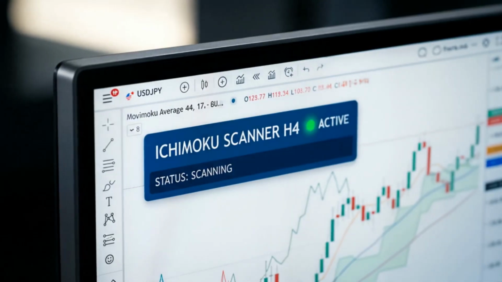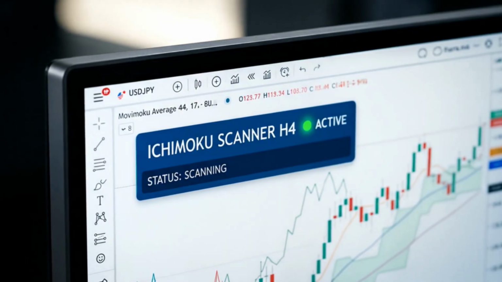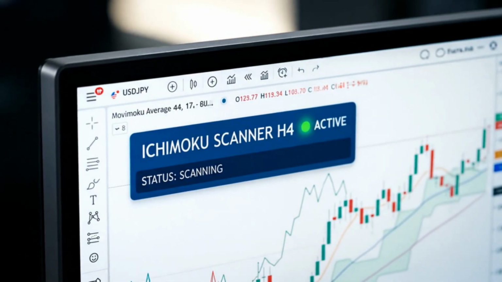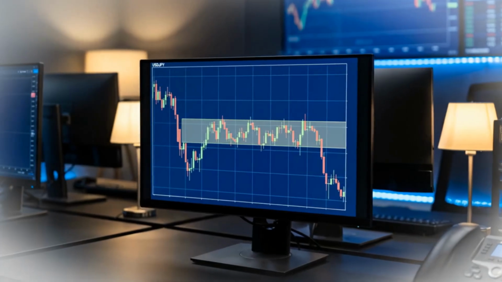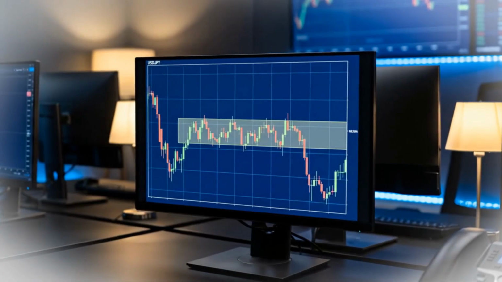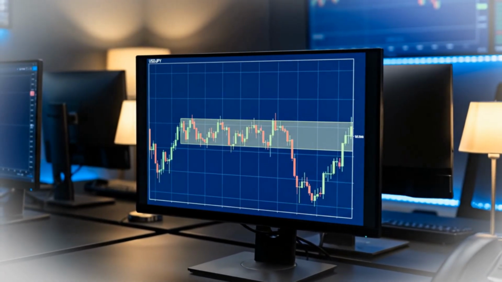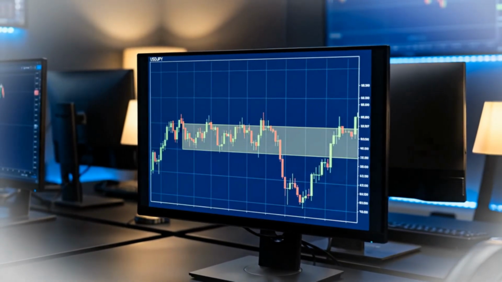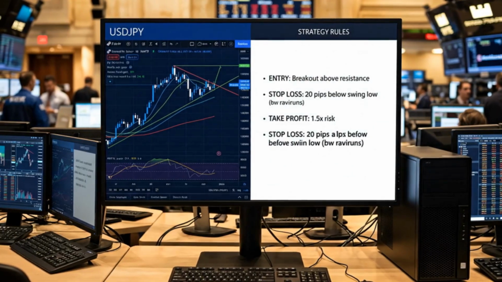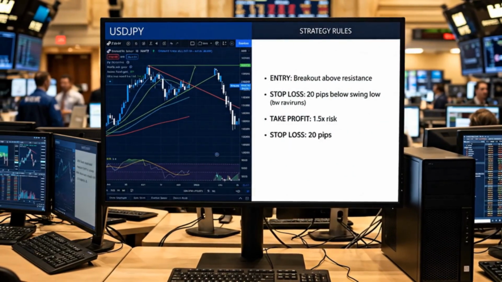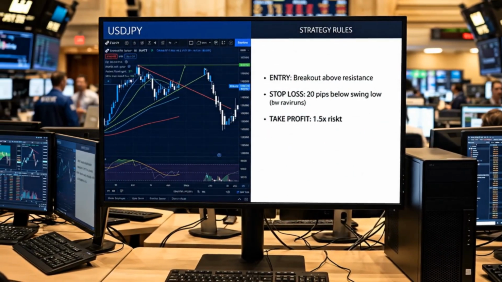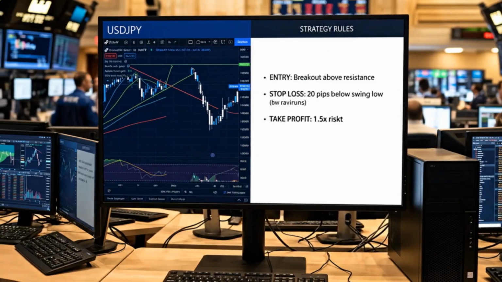Looking at the Ichimoku scanner on the H4 timeframe, USDJPY is currently showing TKI. This means the pair is currently in a neutral or transition zone, where the market is deciding whether to continue the trend or reverse. According to the rules of my strategy, when a pair is in the TKI zone, we avoid rushing into trades and instead wait for confirmation from market structure.